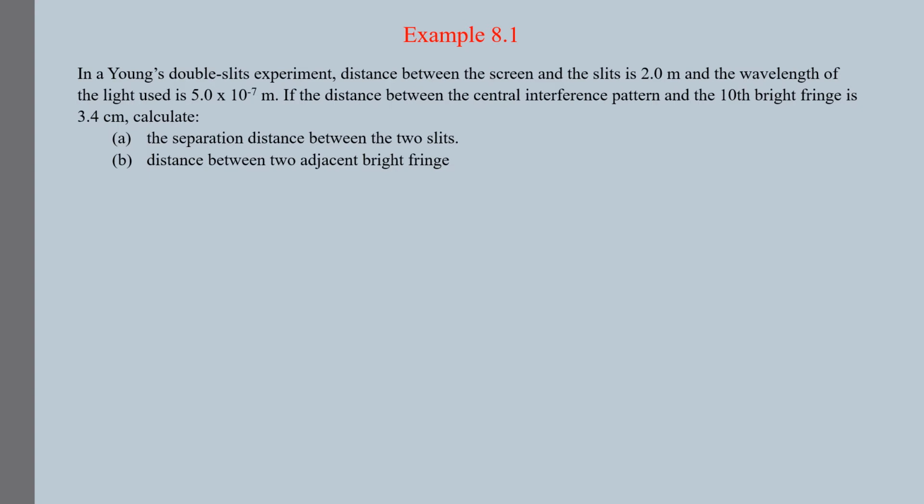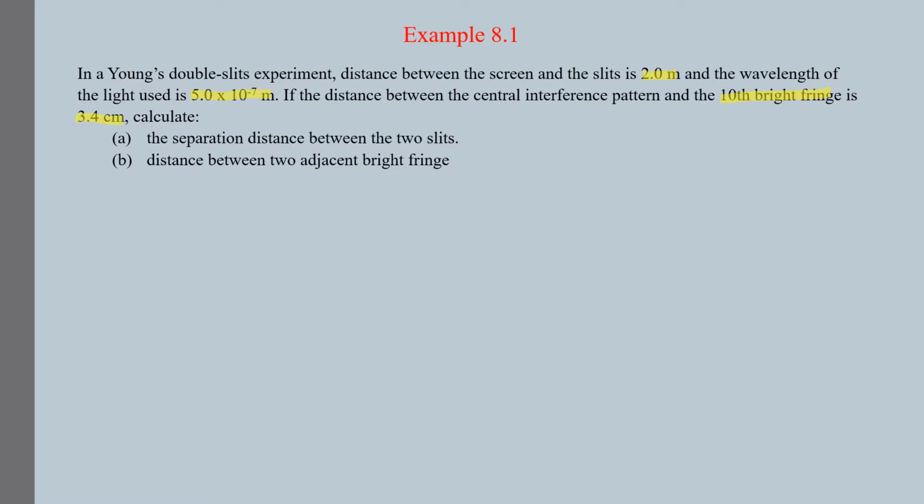Example 8.1. In a Young's double slit experiment, the distance between the screen and the slits is 2 meters. The wavelength of the light used is 5 times 10 power of negative 7 meter. If the distance between the central interference pattern and the 10th bright fringe is 3.4 centimeter, calculate the separation distance between the two slits and the distance between two adjacent bright fringes.